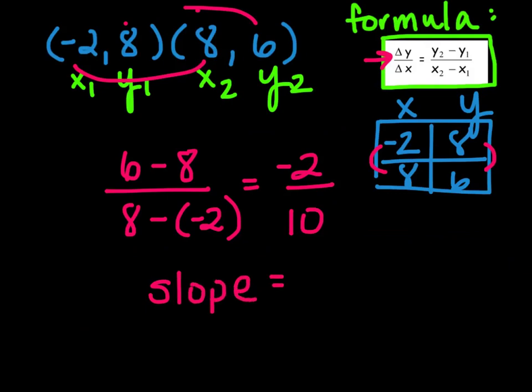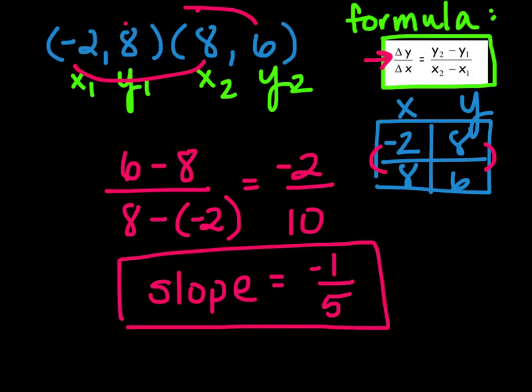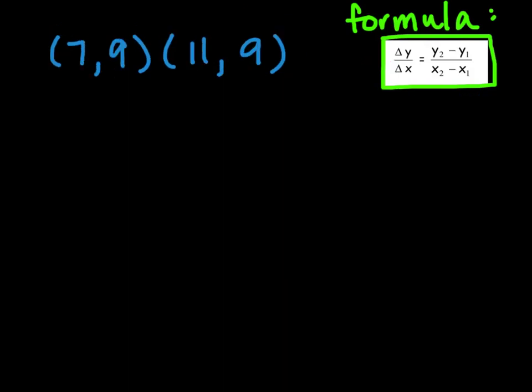Here we can't divide it, so we're just going to reduce the fraction. The smaller number is on top, therefore we know it's going to be a fraction. So when I reduce 2 over 10, I'm left with -1 over 5. So the slope here would be -1 over 5. All right, so let's check this one out now.